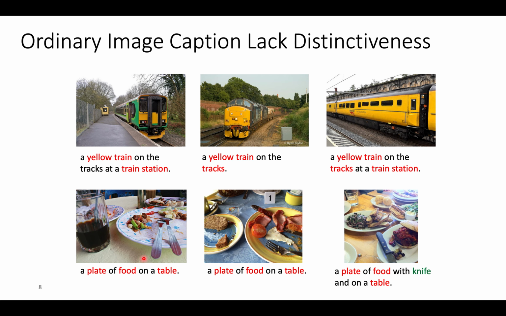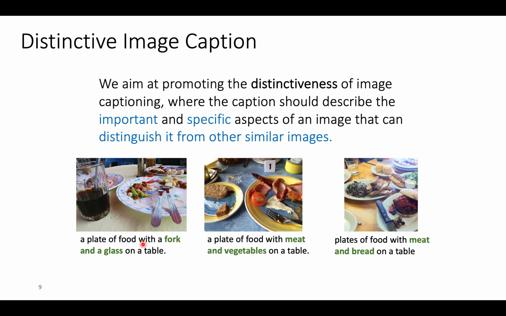These captions are poor at mimicking the inherent characteristics of human language, that is, the ability to provide the specific and detailed aspects of the image that can distinguish it from other similar images. In this work, we aim to promote the distinctiveness of image captioning. Given similar images, we can generate important and specific captions to describe the image and distinguish it from others.